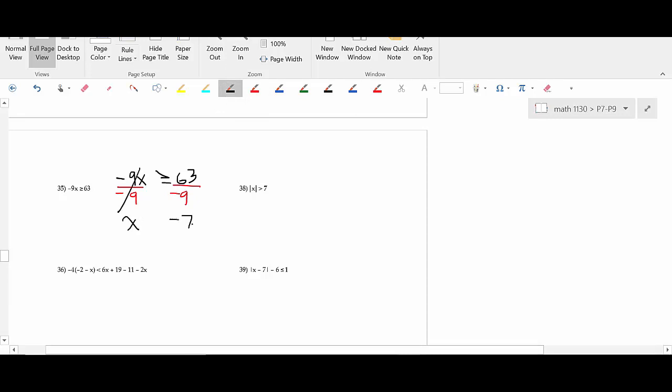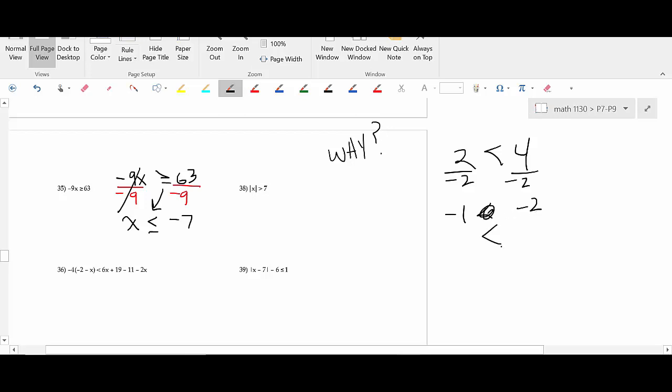What do you do? You've got to flip the sign. That's something that you want to remember: any time that you multiply or divide by a negative number, you have to change that sign like that. The reason for that's real simple. I can show this real easy if you've never understood this. Like if I had 2 is less than 4, you know that's true, right? Look what happens if I divide by negative 2. Then I would have negative 1 and negative 2. That's no longer true, is it? It's that way. So anytime that you divide an inequality by a negative, that sign's got to change. You've got to really pay attention to that when you're doing this. Okay, everybody got that? Okay, so you do that.